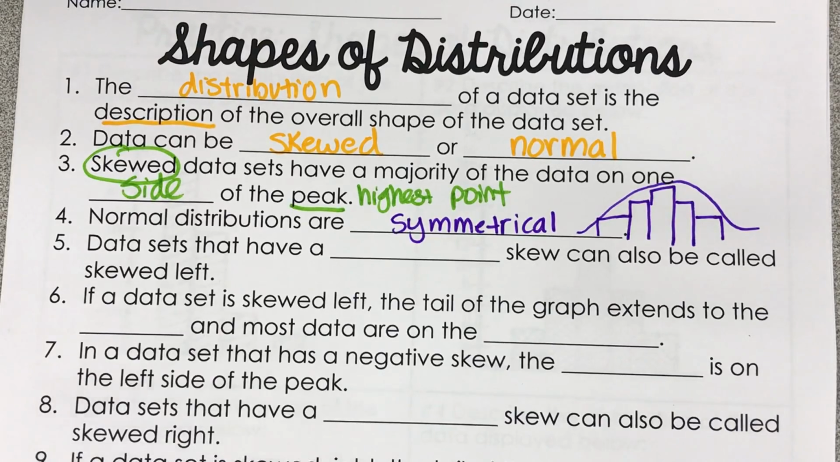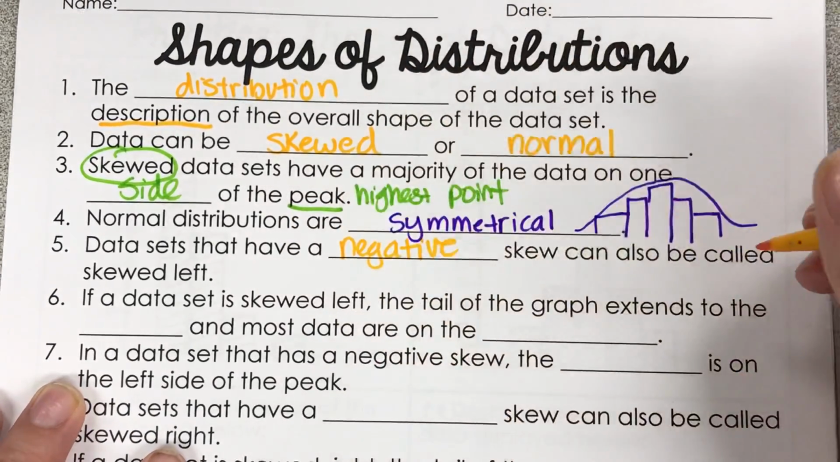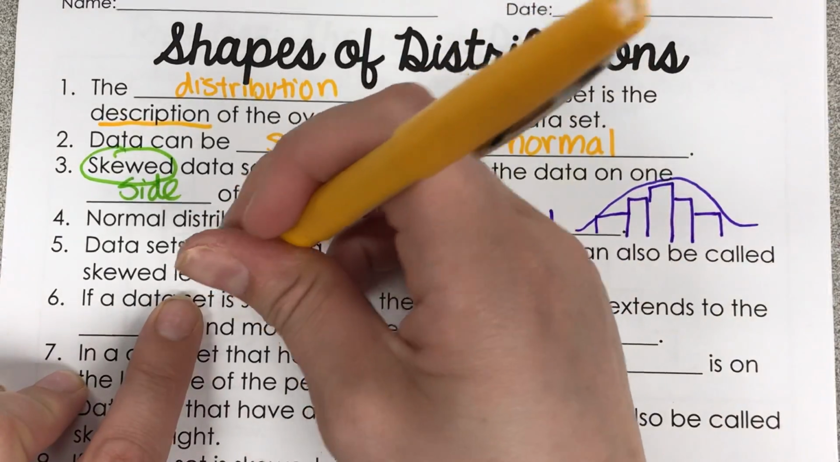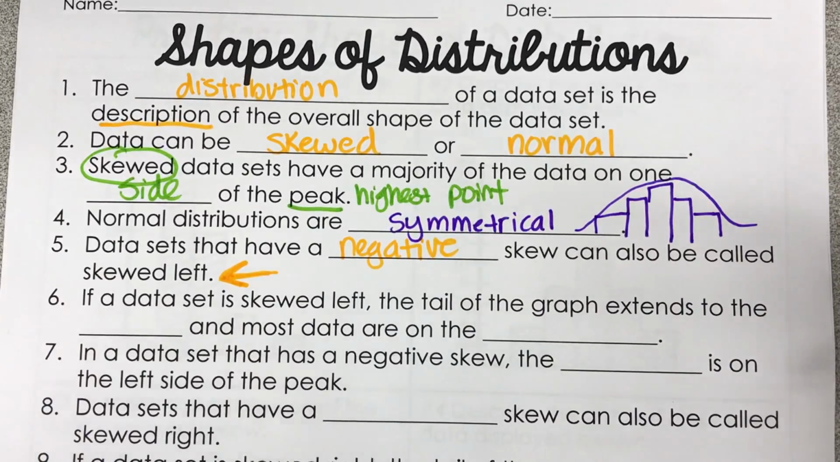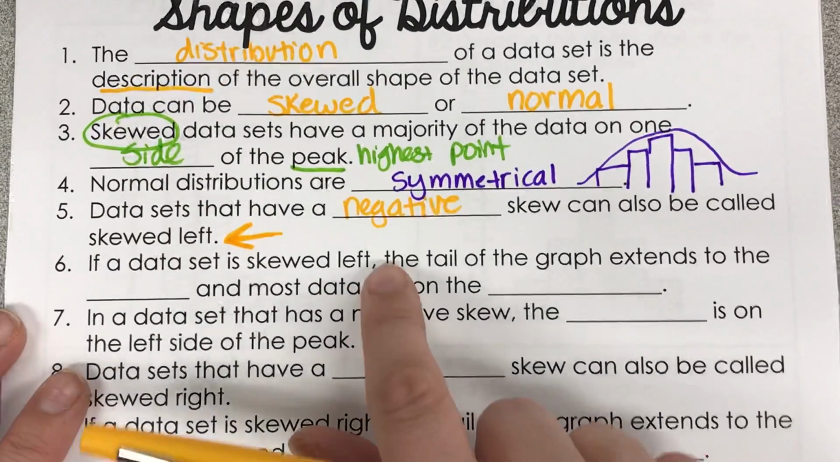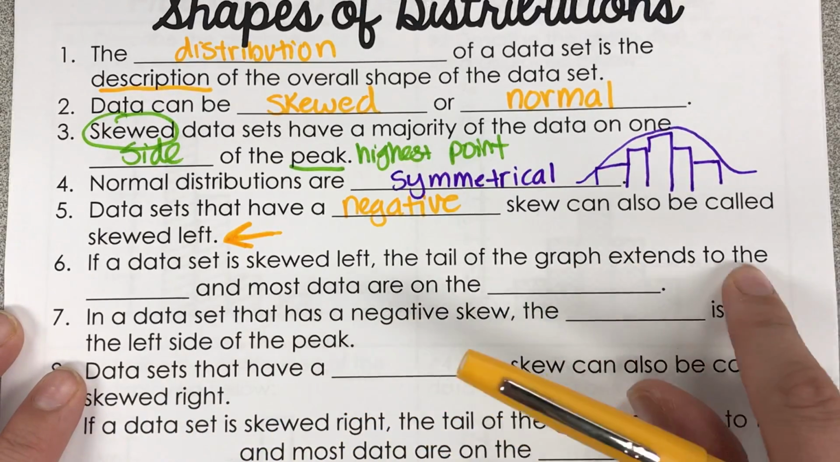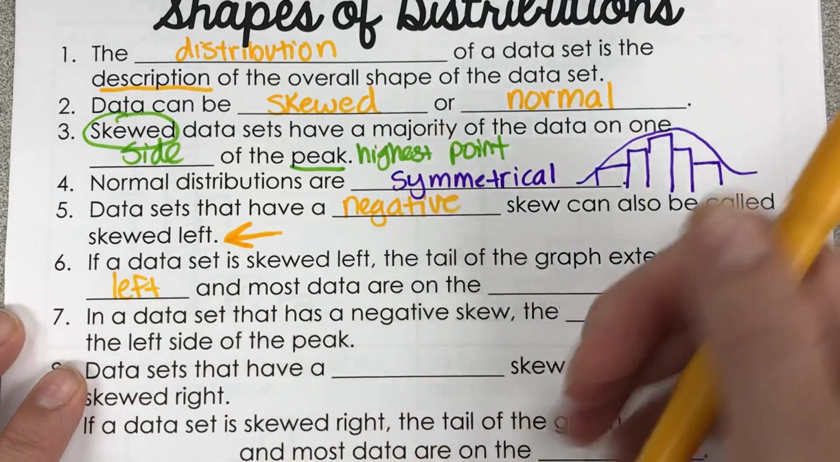Data sets that have a negative skew can also be called skewed left. Please put an arrow at left. If a data set is skewed left, the tail of the graph extends to the left, and most of the data is on the right.